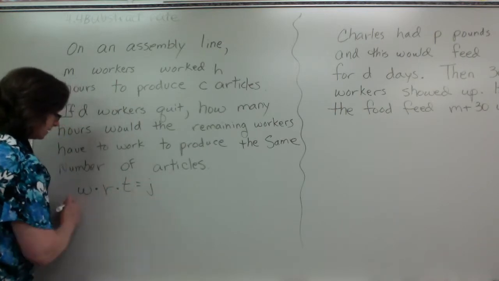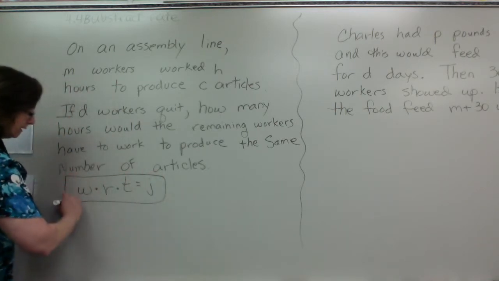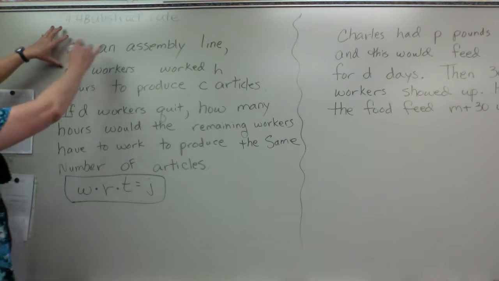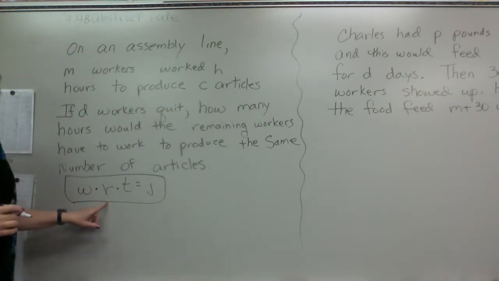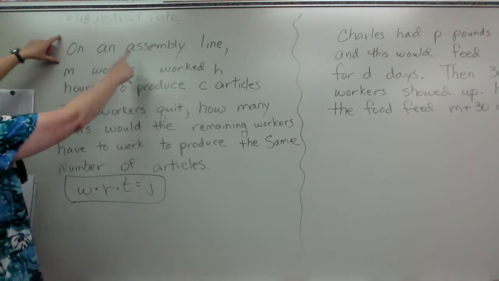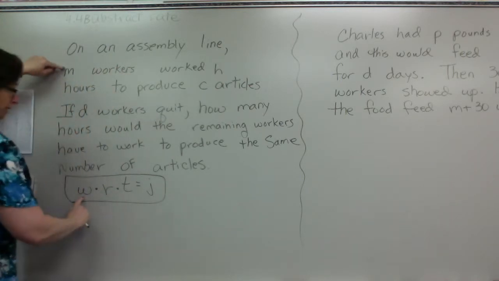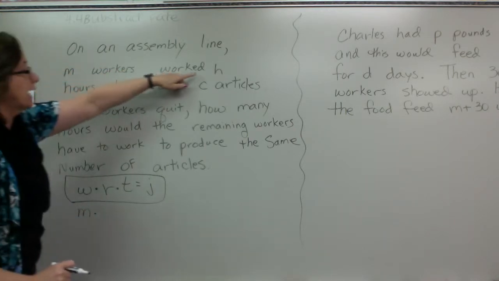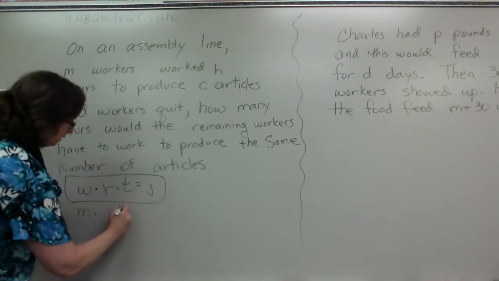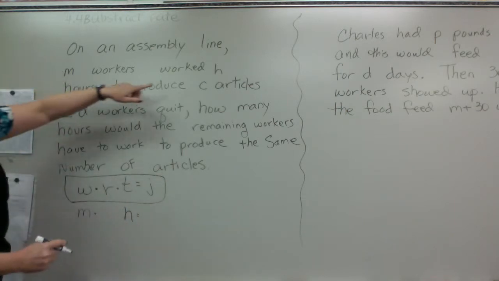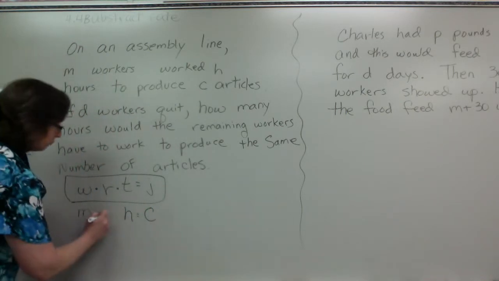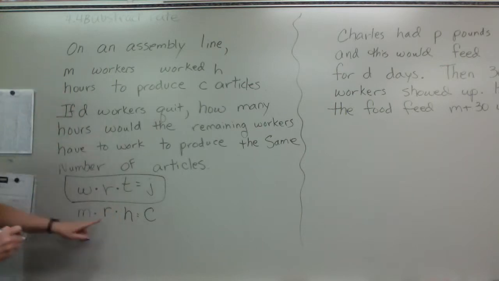This is going to be our formula that we're going to use, and they show you that formula in your book. So now we're going to use the first part of the information to come up with a rate. It says on the assembly line M workers, so that's going to be our workers, M. Worked H hours, so that will be our time, H, and they completed C articles. We're going to let that be our job, C articles, and we have this unknown rate here, and we're trying to find this work rate.